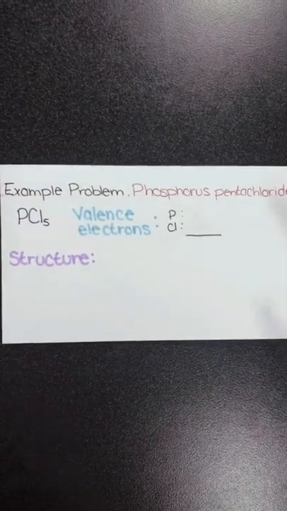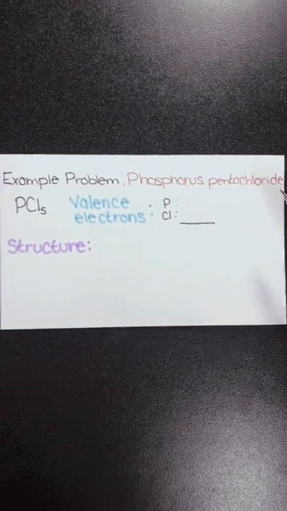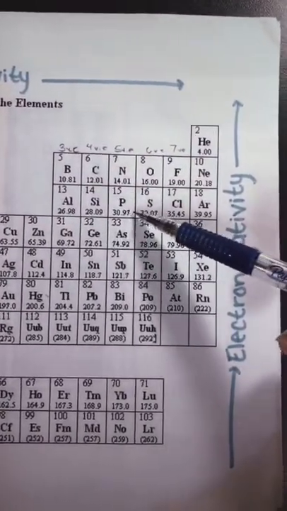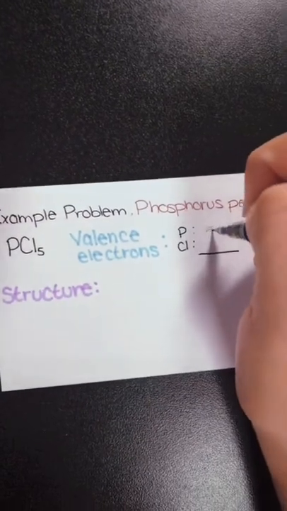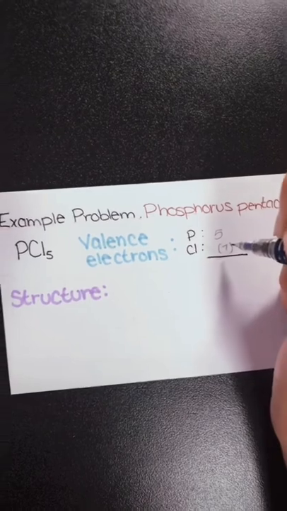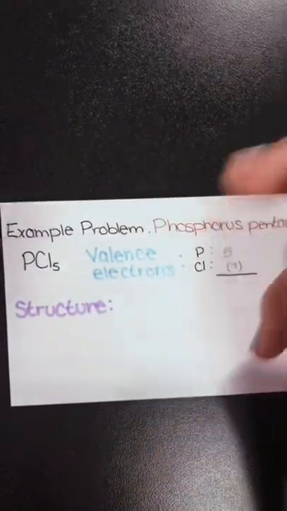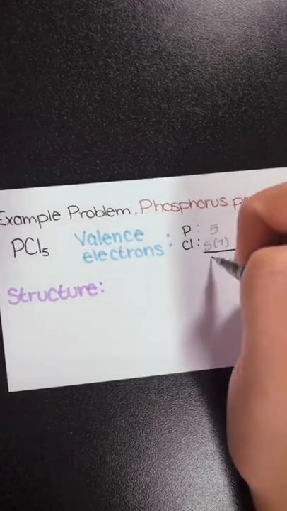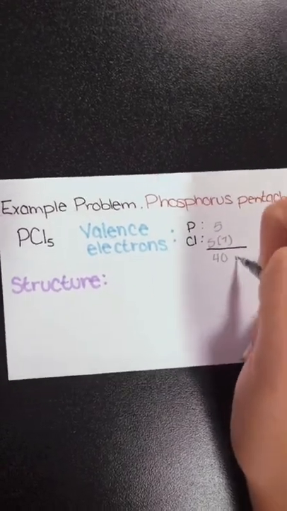Let's draw a Lewis structure for phosphorus pentachloride. Using our periodic table, we can see that phosphorus has 5 valence electrons and chlorine has 7. We add the number of total valence electrons, remembering that there are 5 chlorine atoms in the molecule. This gives us a total of 40 valence electrons.